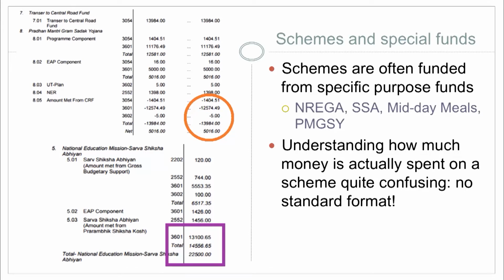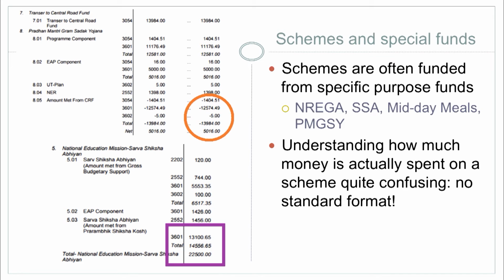The last major change to note is the change in how schemes are presented. Some schemes are funded from specific purpose funds which have been established. For example, the education cess goes into a fund called the Prarambhik Shiksha Kosh, which partly funds the Sarva Shiksha Abhiyan. Earlier, the formats in which these funds were described varied across schemes.